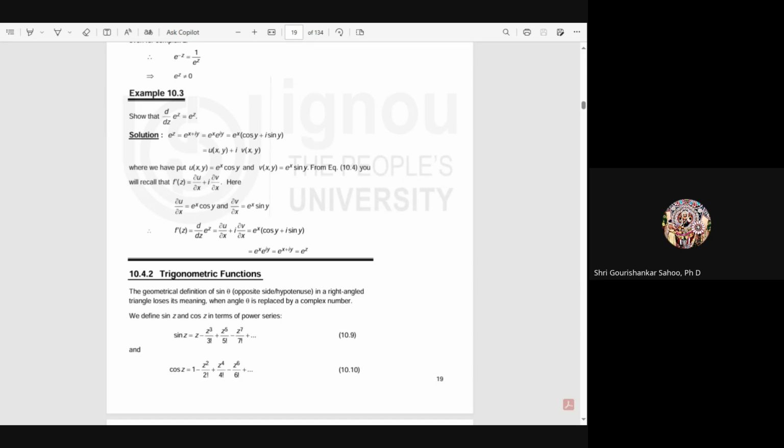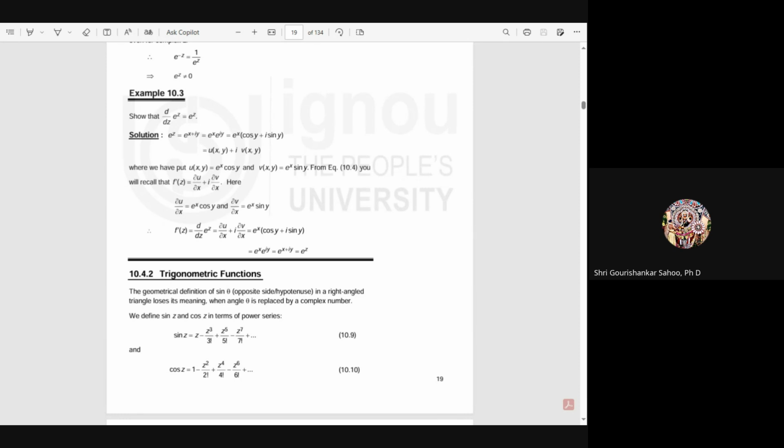So your u plus iv, where u is equal to e to the power x cos y and v is equal to e to the power x sin y. Then f dash is equal to del u by del x plus i del v by del x. So your del u by del x is equal to e to the power x cos y and del v by del x is equal to e to the power x sin y.